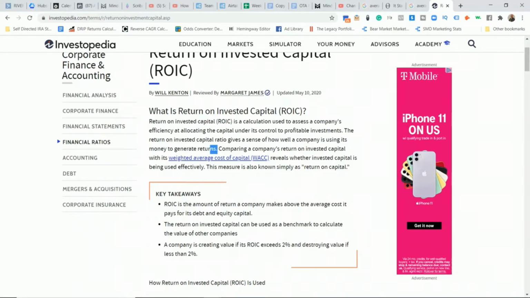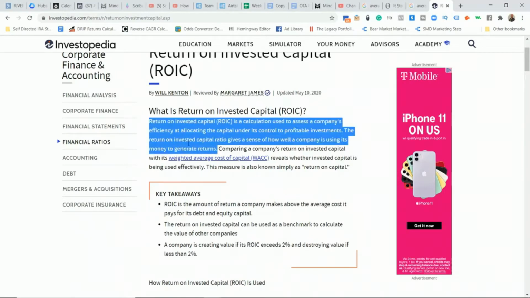So from here to here, ignore the rest because I don't use weighted average cost of capital. That's a story for a different day. So focus on what's highlighted here. Return on invested capital is a calculation used to assess a company's efficiency at allocating the capital under its control to profitable investments. The return on invested capital ratio gives a sense of how well a company is using its money to generate returns.